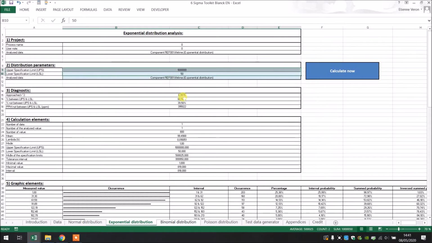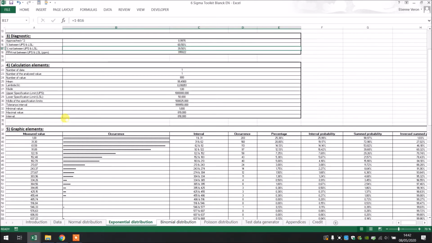So we have 60% of values which are between 50 and 1 million, and then I have the percentage which is not between the limits. So I have 40% of data which are between 0 and 50 months of lifetime.